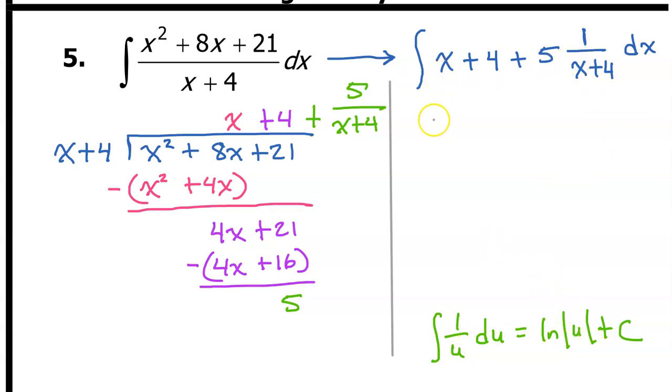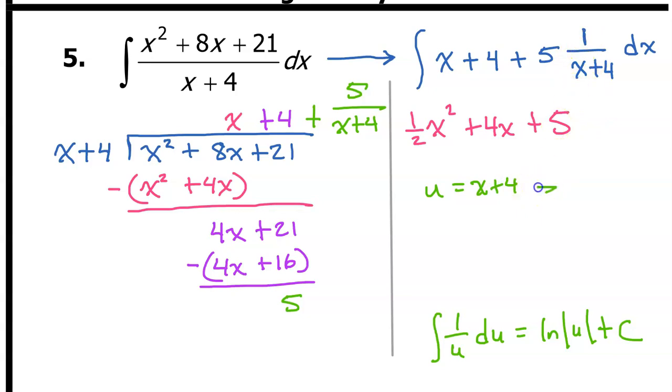So the integral of x is x squared, and then dividing by 2, I will put the 1/2 in the front. The integral of 4 is 4x. When we get to the third term, I see that 5 there. I'm just going to keep the 5. And now I'm integrating the 1 over u. So I'm doing a mental u substitution because u is equal to x plus 4.